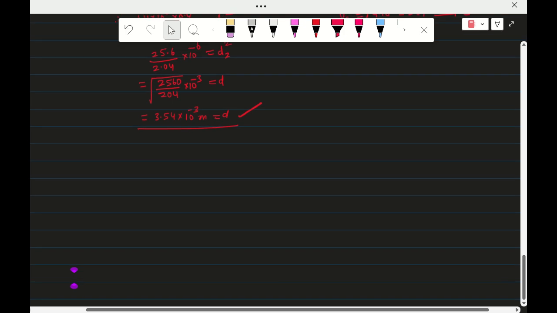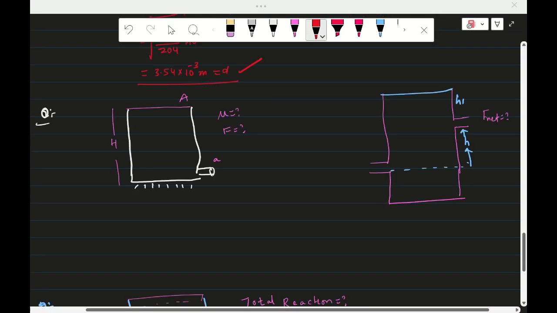Here I will discuss one more question. So next model. Consider one vessel filled with water up to height h.